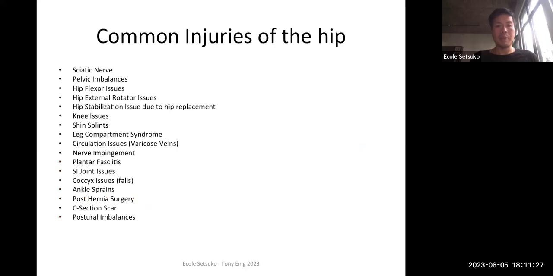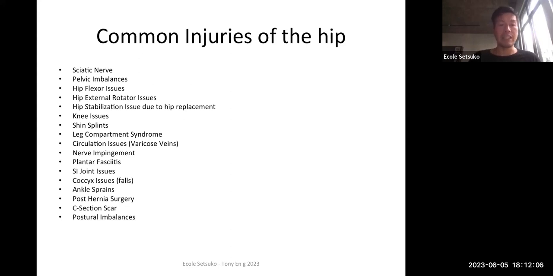Some common injuries we might see in the hip: sciatic nerve, any kind of pelvic imbalances, a lot of hip flexor issues, especially in people that sit a lot, hip external rotator issues, hip stabilizing issues, for example due to hip replacement. So we want to look at those different hip stabilizer muscles we talked about. Any kind of knee issues could be meniscus issues, shin splints. We see that in a lot of runners. Remember, the tibialis posterior is a huge muscle that can cause that. Any kind of leg compartment syndrome.